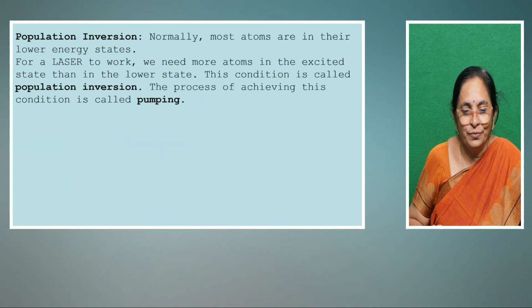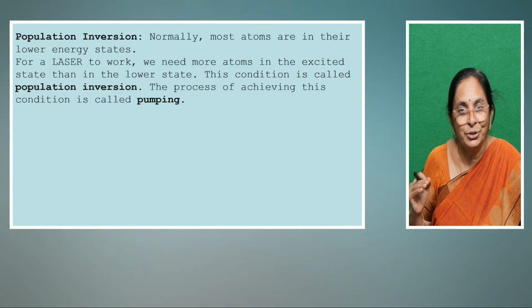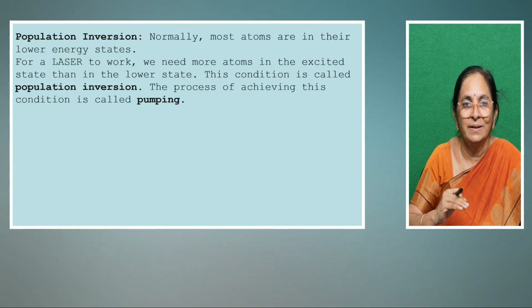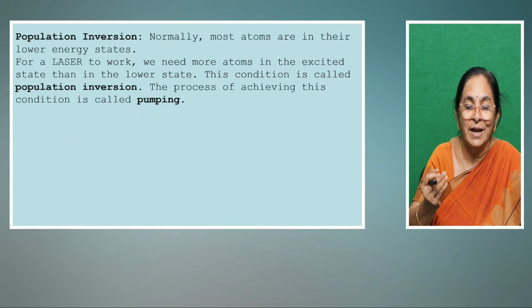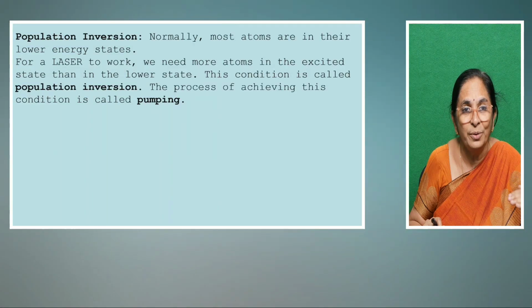For a laser to work, we need more atoms in the excited state, because stimulated emission produces coherent light. Coherent light is called laser light. So to get this coherent light, the photon has to interact with the electrons of the atoms in the excited state. So we want more and more atoms to be in the excited state.